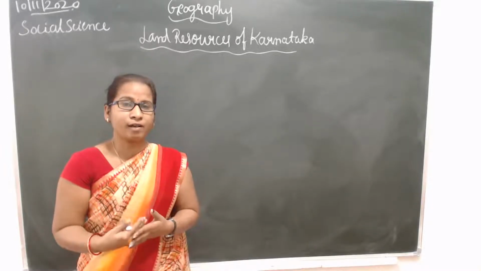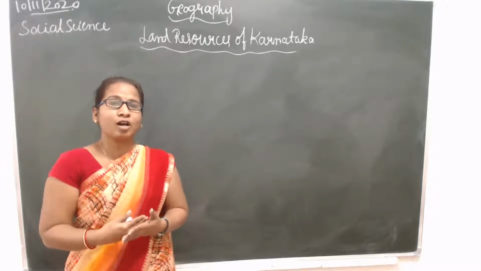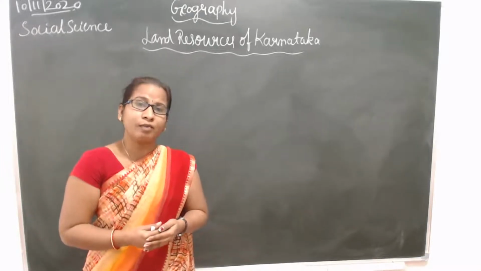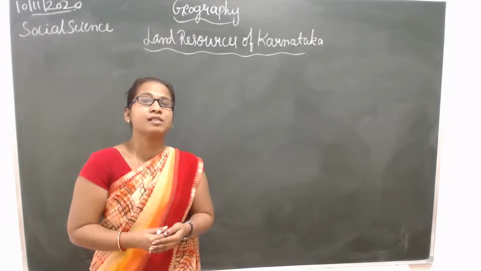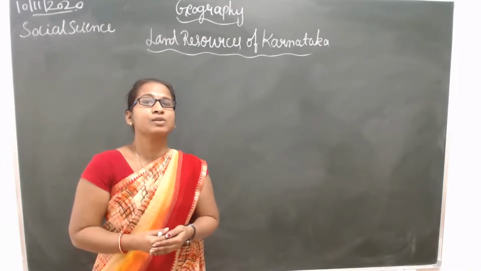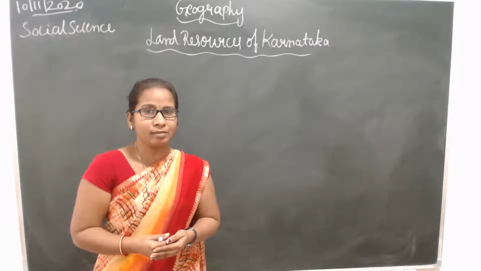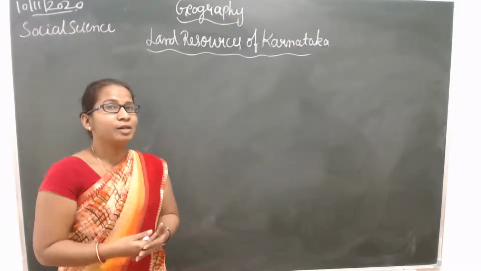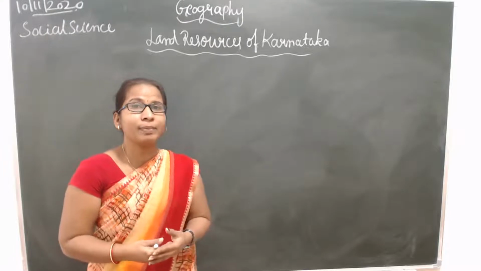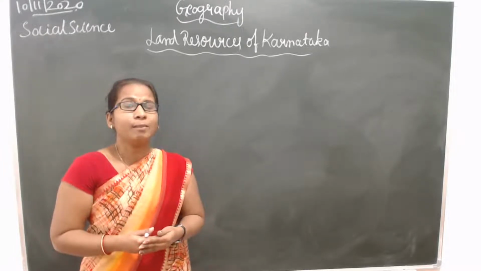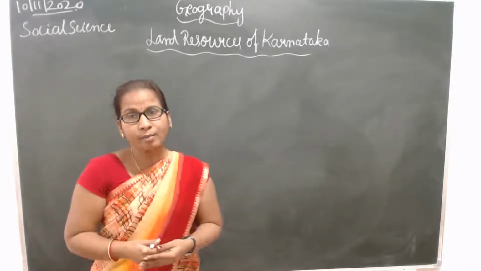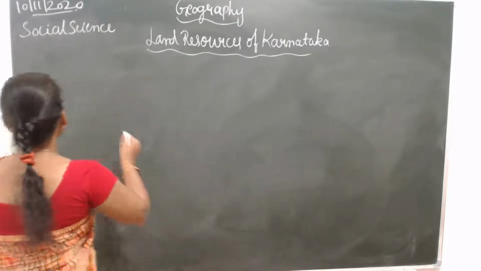Food and fodder. Food means the crops that are used for consumption, and fodder is also used for consumption purposes, but it is used by whom? By the animals. So in this way, we have food crops, commercial crops, as well as one more called plantation crops. So now let us come to know about the major crops of our Karnataka state.